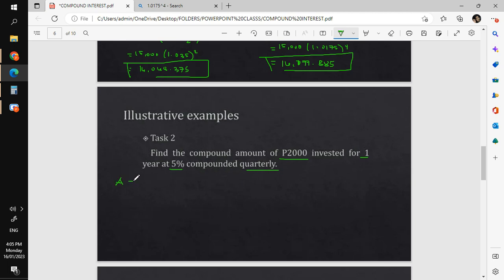Now using the same formula, A is equal to P times 1 plus r over n raised to n times t. We will then substitute our values. P, that is 2,000. You have here 1 plus the rate of interest 0.05 all over the number of times it is compounded quarterly. So we will be using 4 again. And then we have in here 4 times 1. So 2,000 times 1 plus, let's just remove the addition.